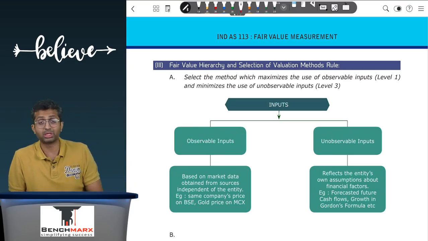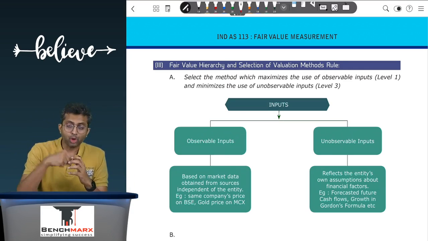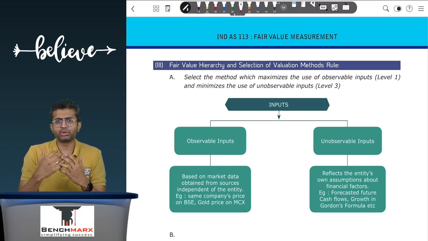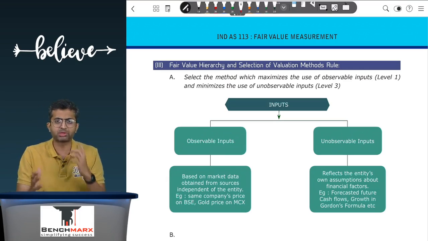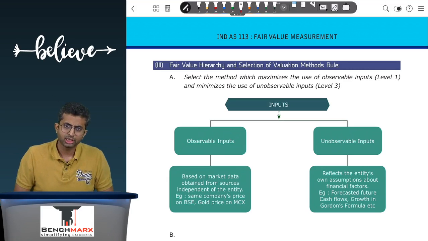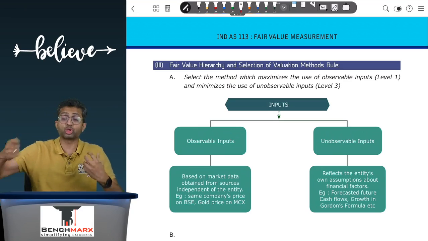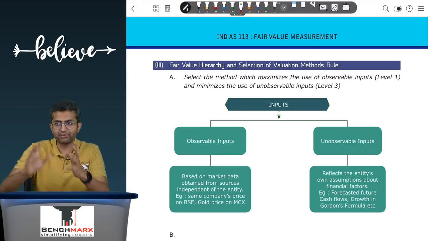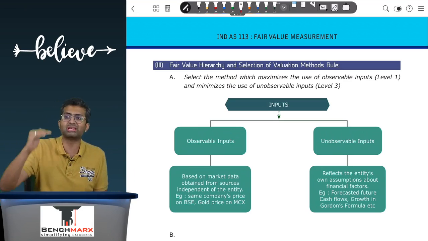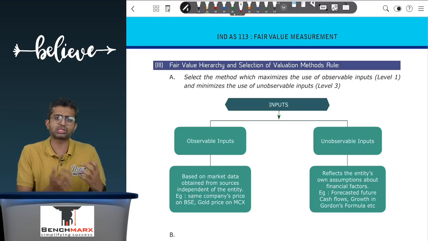Now, what are observable inputs? Observable inputs are those inputs which you can derive from active, let us say, quoted markets, and these are independent of that of the entity. So there is a paper trail, there's a kind of an audit trail where the entity is not doing any forecast. You can determine the price. Like for a share, for example, you can take the price from the exchange, which is independent of the entity. That is an observable input.